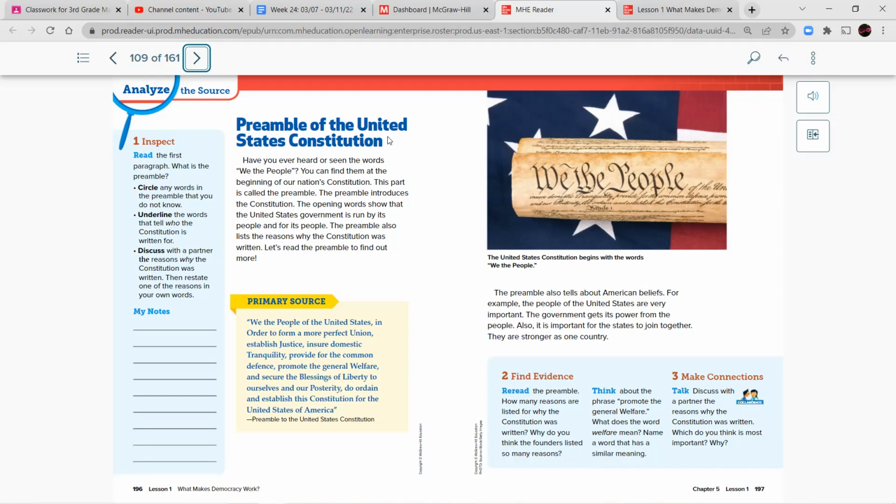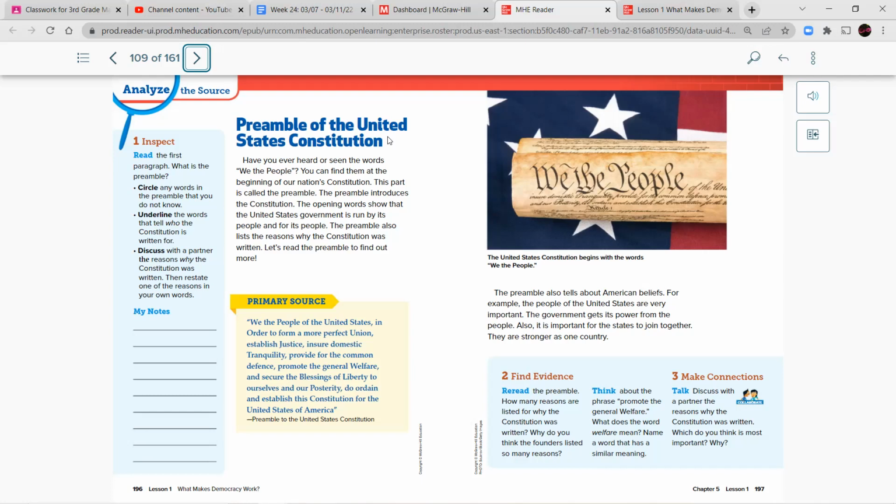We, the people of the United States, in order to form a more perfect union, establish justice, ensure domestic tranquility, provide for common defense, promote the general welfare, and secure the blessings of liberty to ourselves and our posterity, do ordain and establish this Constitution for the United States of America.